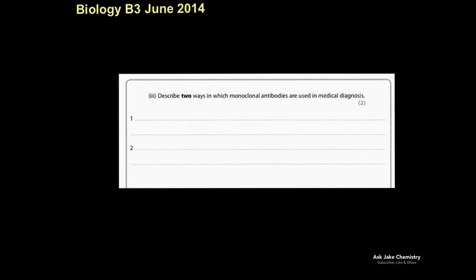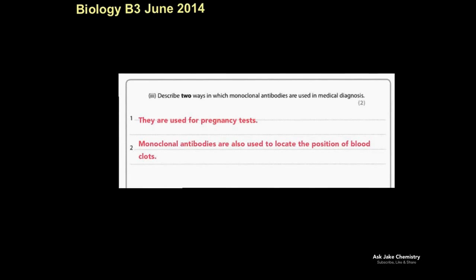So there's more than 2 ways, but we only need to mention 2 to get the 2 marks. To get the 2 marks, you would need to say they're used for pregnancy tests. Now sometimes it comes up as a 4-mark question saying how does a pregnancy test work, so I suggest you revise that. And monoclonal antibodies are also used to locate the position of blood clots. Both of these ways are mentioned in the GCSE book, which you should check out. You need to read it just in case they come up as longer style questions.